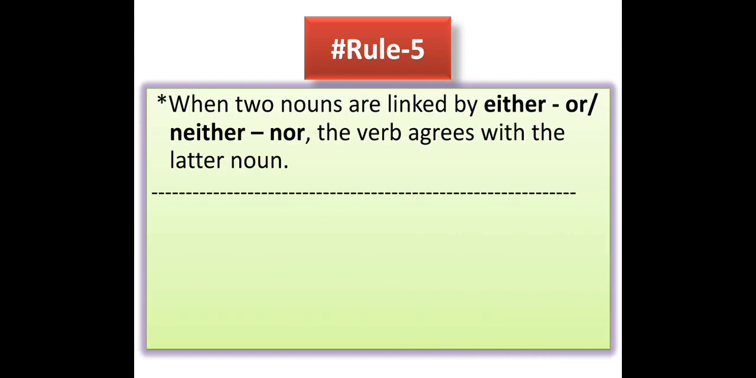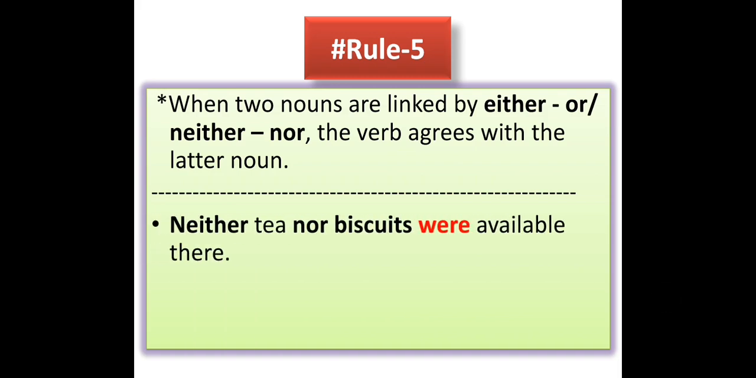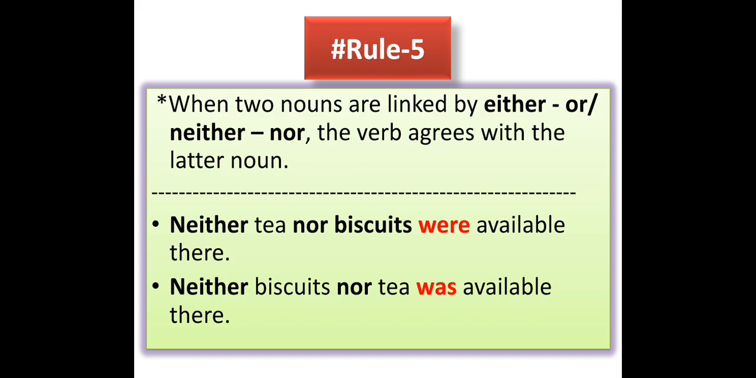Okay, now next rule. Rule number 5. When two nouns are linked by either or, neither nor, the verb agrees with the latter noun, the noun which comes later. For example, neither tea nor biscuits were available there. Neither biscuits nor tea was available there.